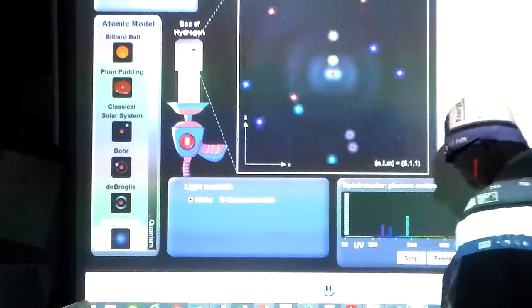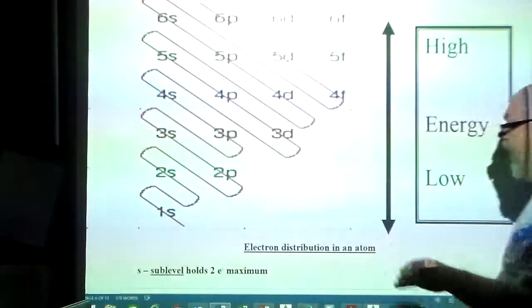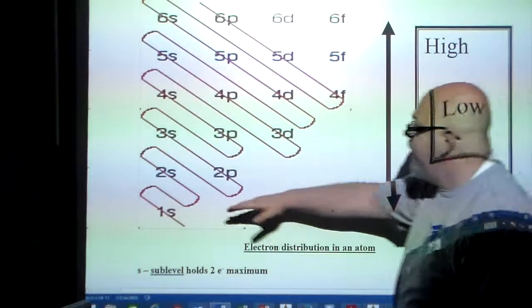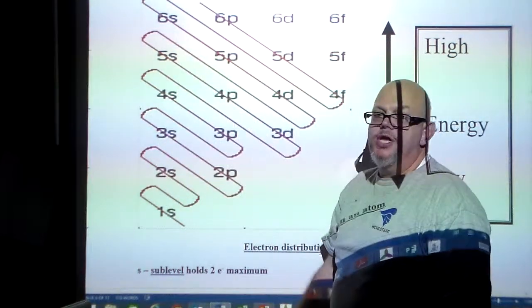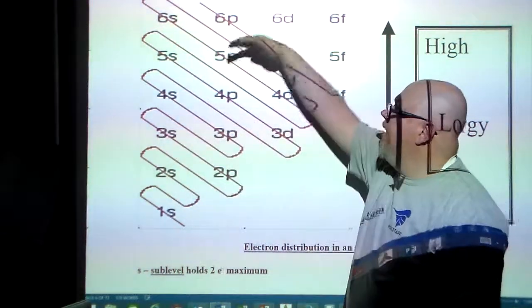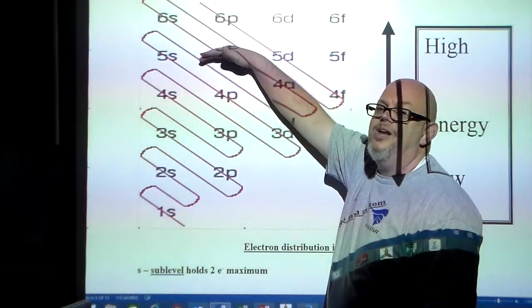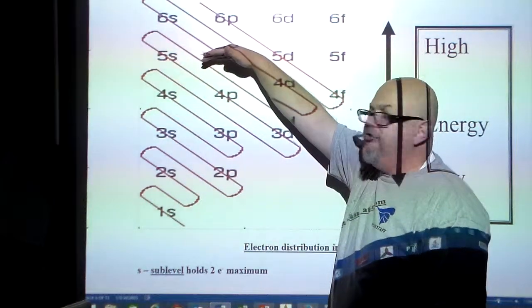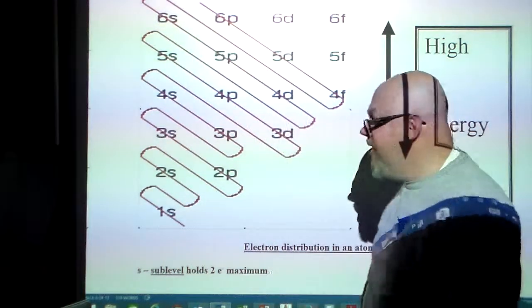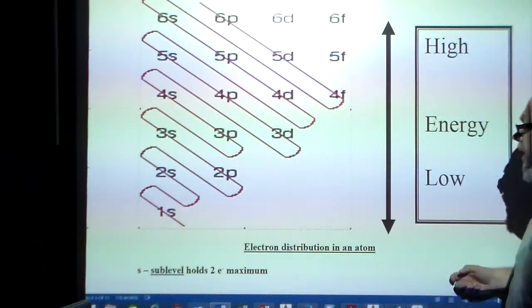Okay? That's the idea. All right, so now the higher you go, the more energy is involved with it. Now electrons, when they go up, they're going to come down. They can't stay up forever. It's when they come down they give off the energy.